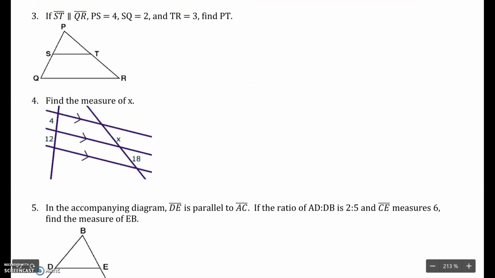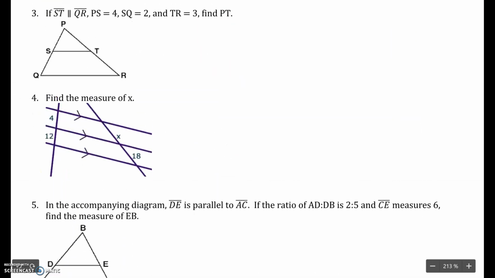Going on to number 3, again we know ST is parallel to QR, so it's a similar setup to the example, and we can fill in what we know. SQ is 2, TR is 3, PS is 4, and we're finding PT.